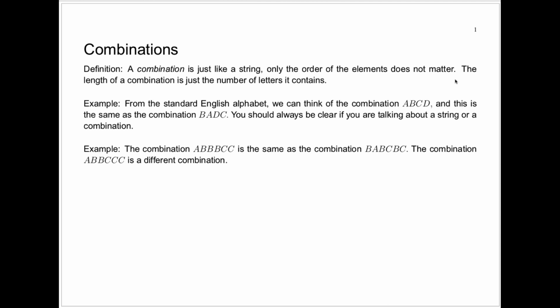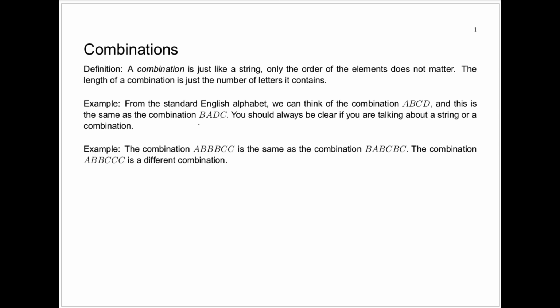Instead of writing a string, say A, B, B, C, think of a bag with 5 balls, 2 A's, 2 B's, and 1 C. That makes it clear in your mind that the order doesn't matter. Here's an example. From the standard English alphabet, you can talk about a combination A, B, C, D. That's a 4-letter combination. If I just say the combination B, A, C, D, that's just the same combination. It's the same 4 letters.